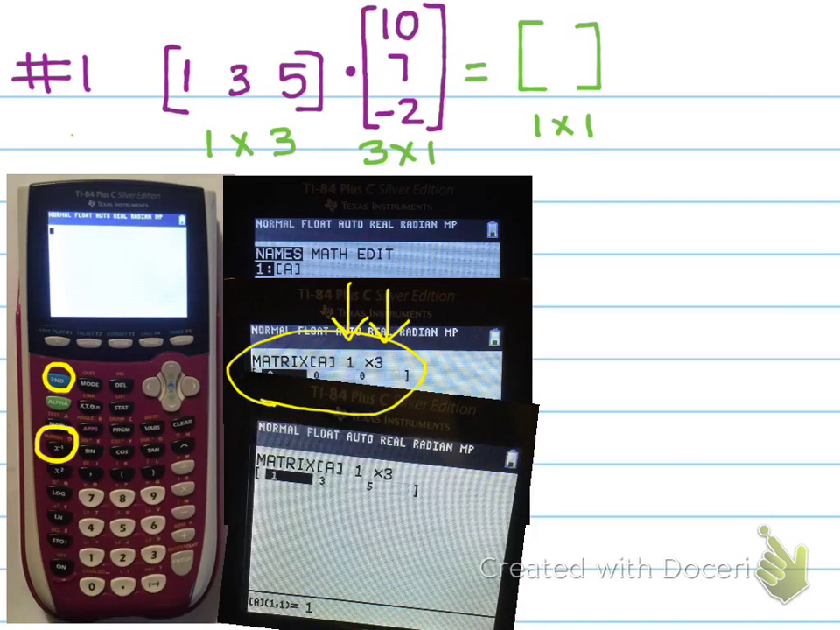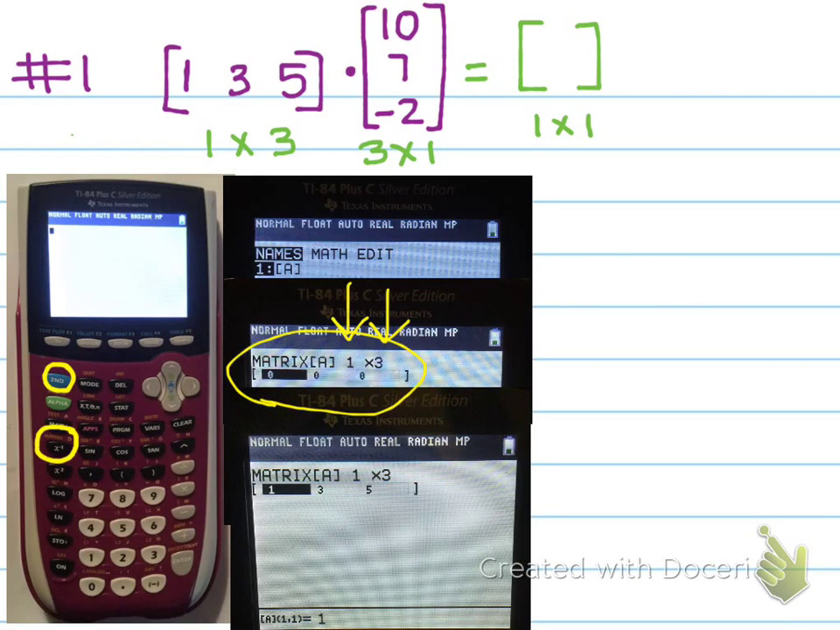So this is what your screen should now look like after you have that. So after you do that, we're going to now do matrix B because we need our next one, our 3 by 1 matrix, to be called B. So we're going to go into that same second x to the negative 1 button like over here.